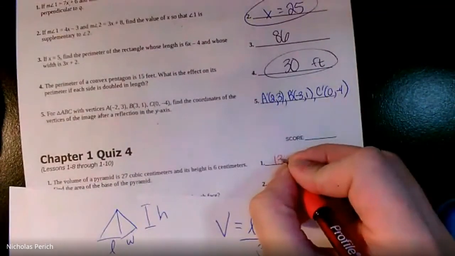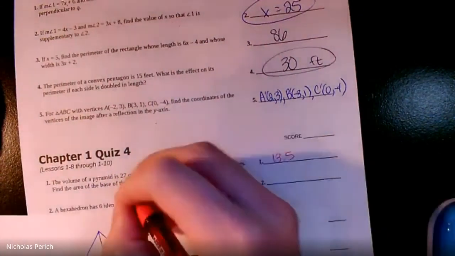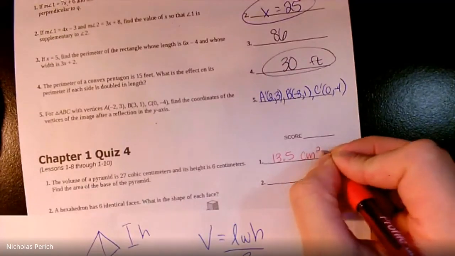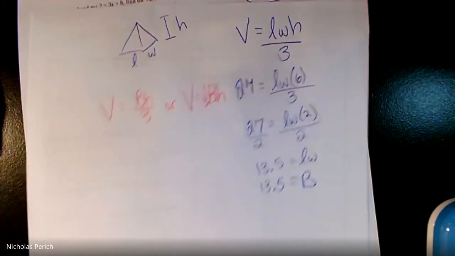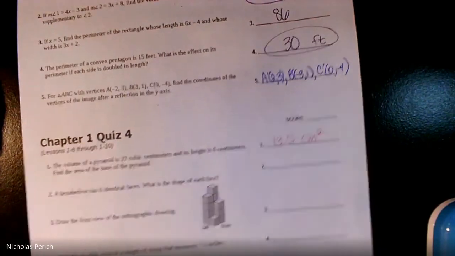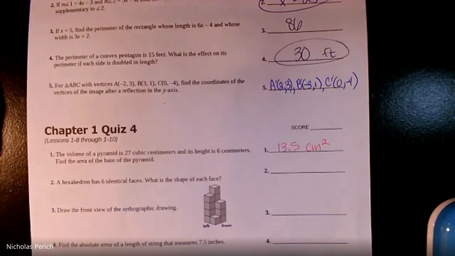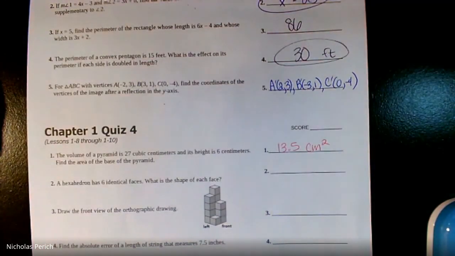And so my area is 13.5 centimeters squared. Now, why centimeters squared and not centimeters? Because it's looking for the area of the base, and an area is measured in centimeters squared. Volume is measured in whatever cubed. Area is measured in whatever squared. And length or height or width is just centimeters.